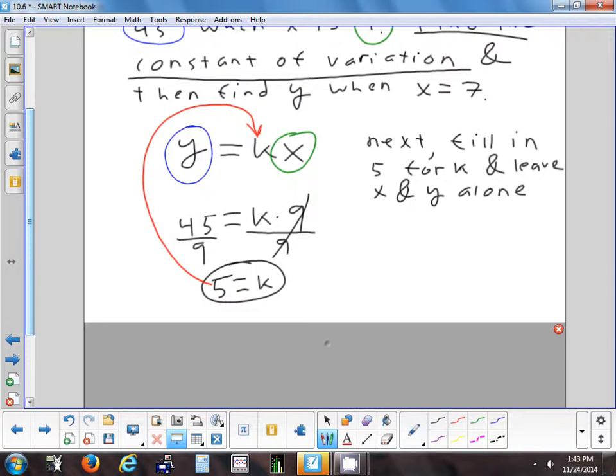To the right of it, like Sam just did, she wrote out how to do it. She wrote down the steps that Mr. Hager did. Now, the next thing I want you guys to do is fill in 5 for k and leave y and x the way they were. So if I do that, what will my equation be? Leave y and x as letters. It's going to be y equals 5x. Good.